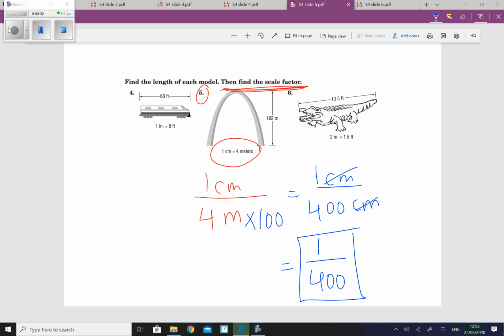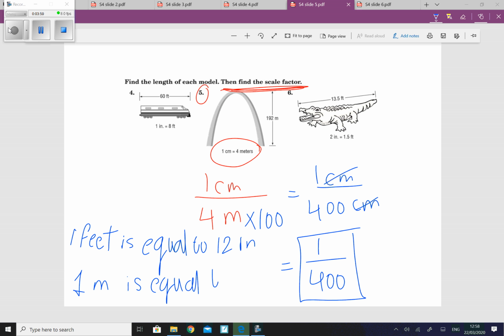But to sum up, what are the units that I need to know? The units that I need to know are: 1 foot is equal to 12 inches, and 1 meter is equal to 100 centimeters. If I want to convert from meters to centimeters, I will multiply by 100. If I want to convert from feet to inches, I will multiply by 12. So I have two numbers I need to memorize, 12 and 100.